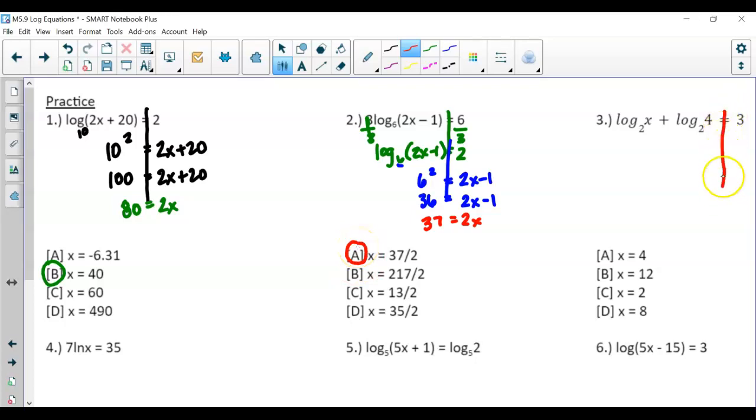Then here you have multiple logs, but they're on the same side, so we need to use our property to condense. Log base 2 of 4 times x, right? Because you're adding. So this is 4x. That is equal to 3. Now convert. So this is base 2 to the third power is equal to 4x. 2 to the third is 8. 8 is equal to 4x. Divide by 4. That's how you get c.